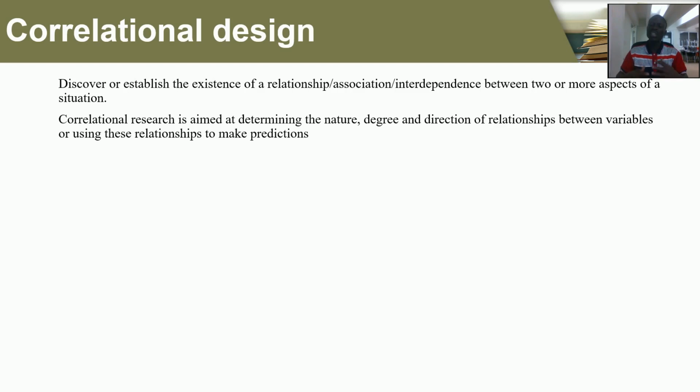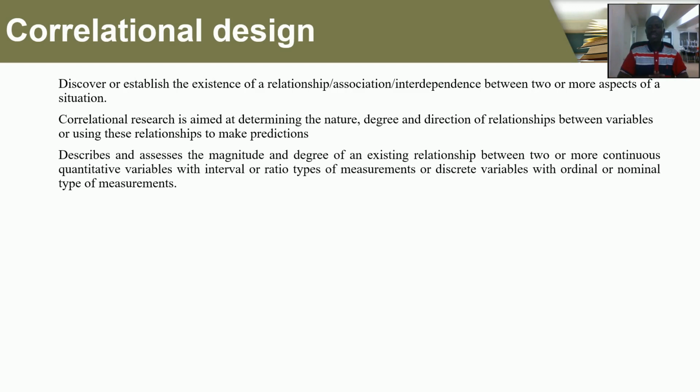So they want to know whether there is a strong relationship or a weak relationship, or whether there is a negative or positive one. When you talk about negative, you want to know whether as one increases, the other one decreases. When you are talking about positive, you want to know whether as one increases, the other one too is likely to increase or not.